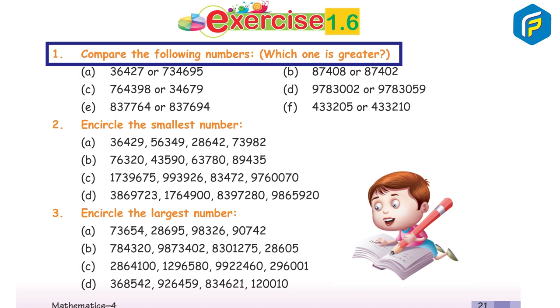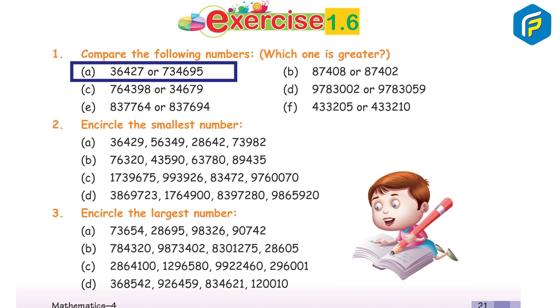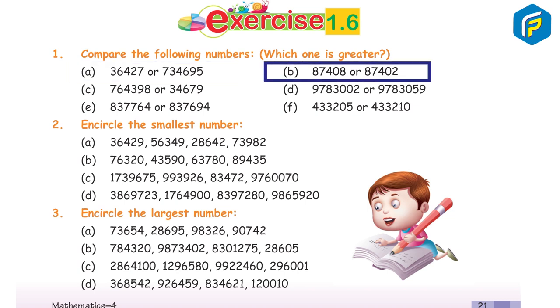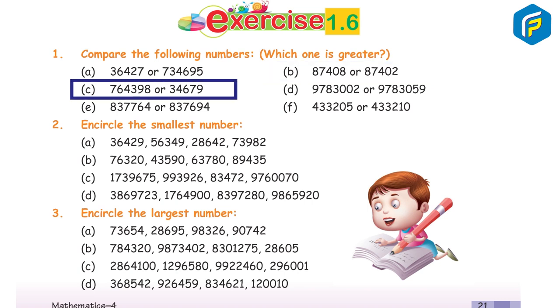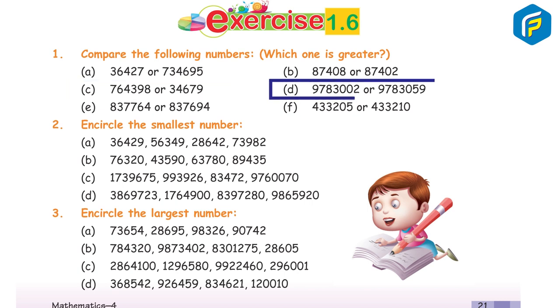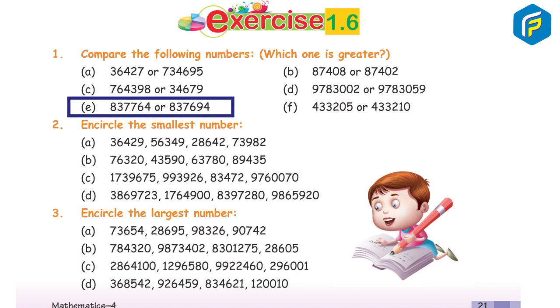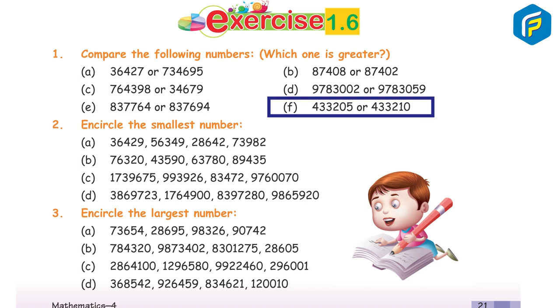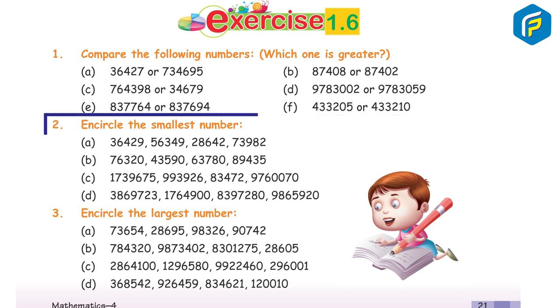Exercise 1.6. 1. Compare the following numbers. Which one is greater? Answer. A. 73,46,095. B. 87,408. C. 76,4,398. D. 97,83,059. E. 83,07,764. F. 43,03,205.